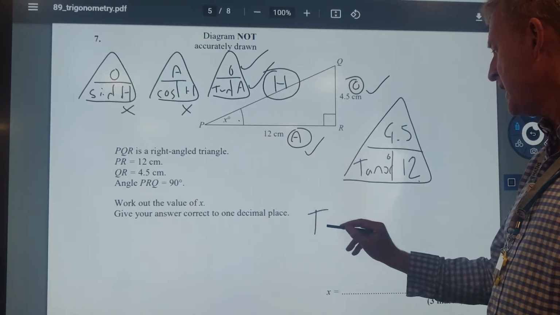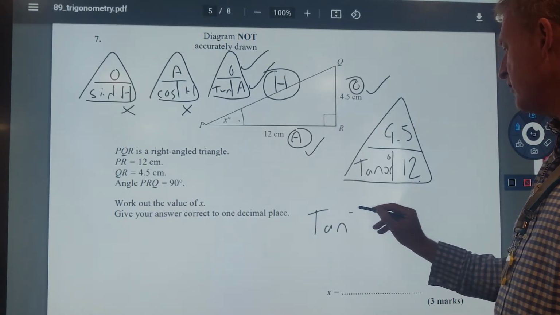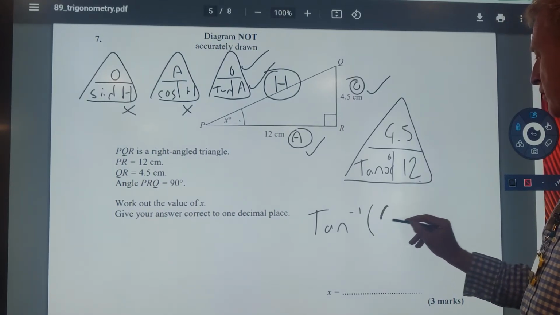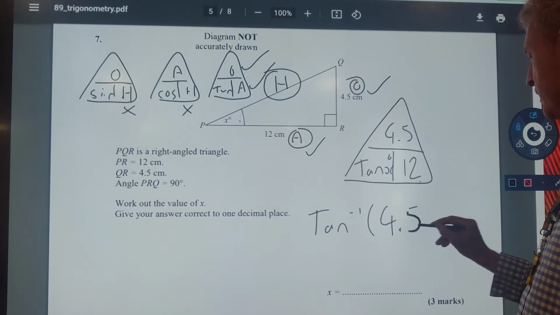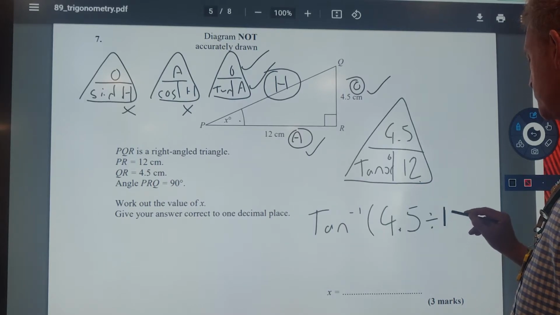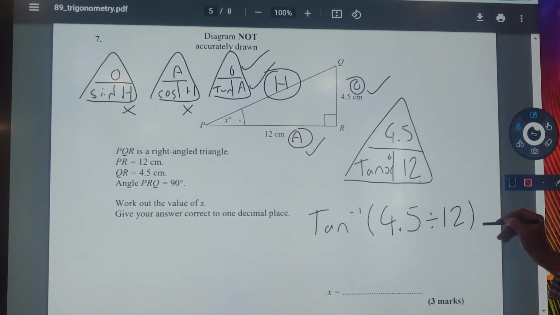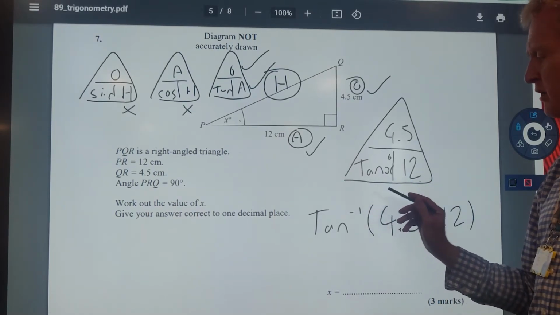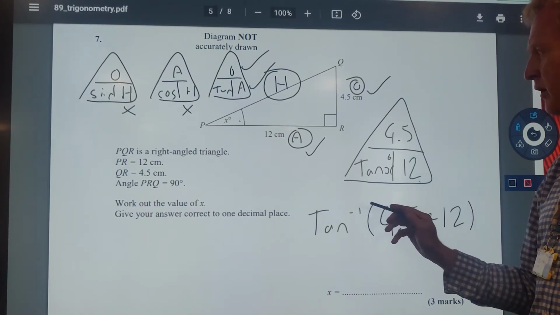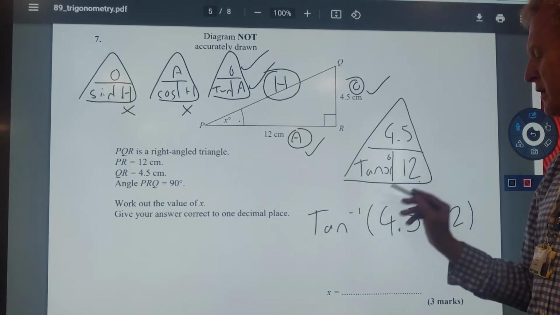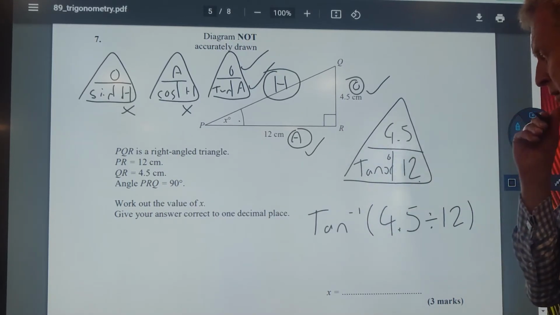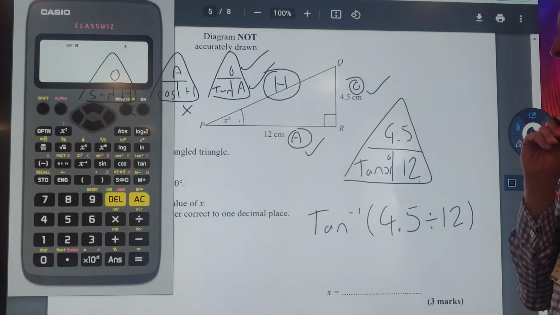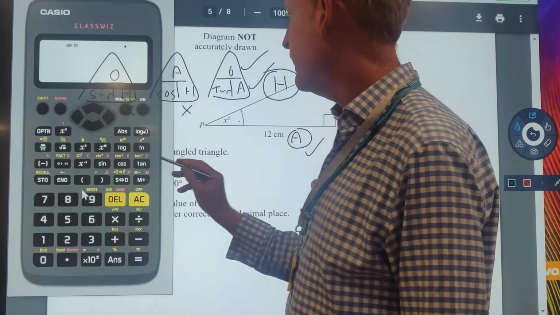Now, what I'm going to have to put in my calculator is basically this, okay? It's going to be the inverse of tan, rather, of these two things here. So I've got 4.5, and I'm dividing it by 12, and I'm putting that in brackets, okay? So it's the inverse of tan I'm going to be using, because I'm finding an angle. I'm not going to be using my normal tan button, I'm going to be using the inverse of tan. Now, if we call the calculator up, I'll show you how to get that up on your calculator and to make sure you're happy with it, okay?